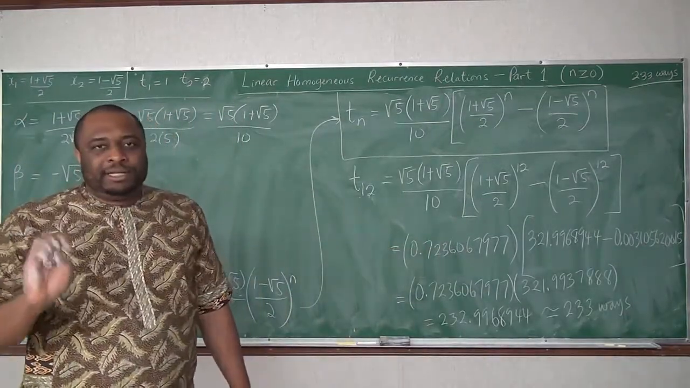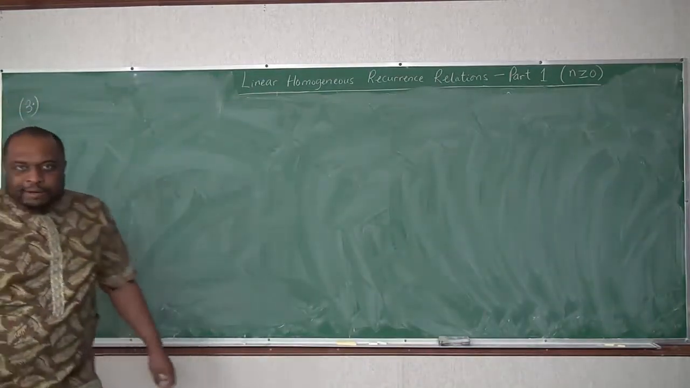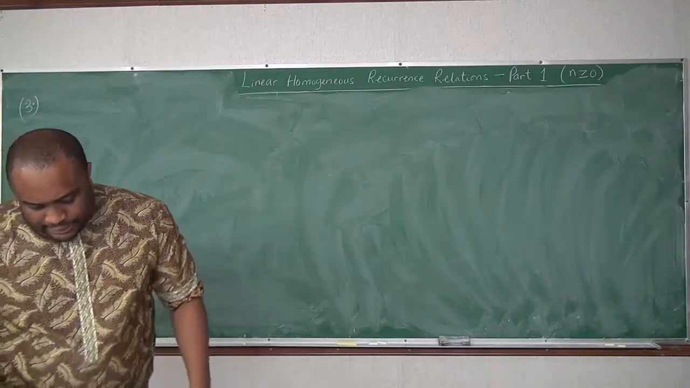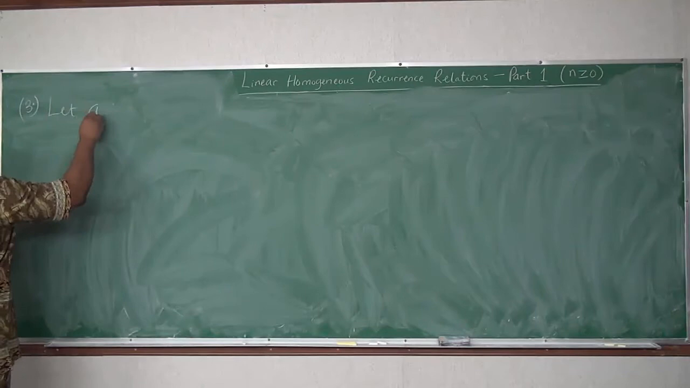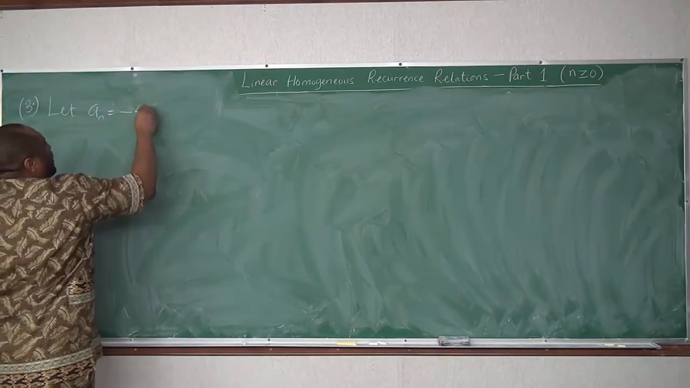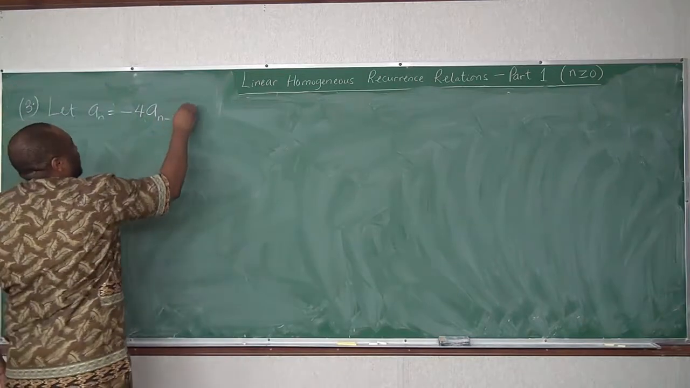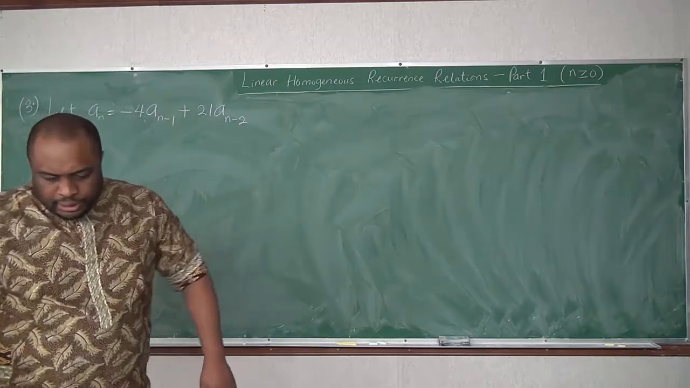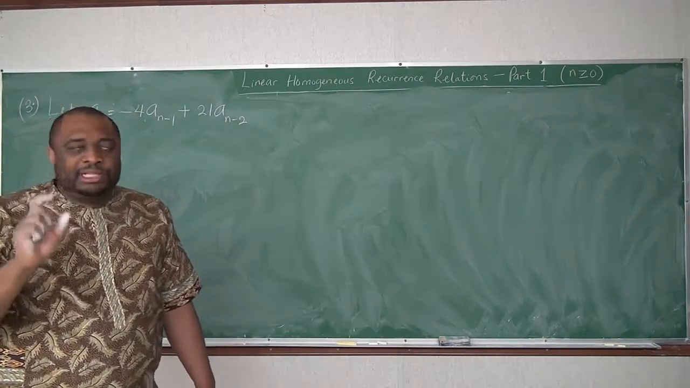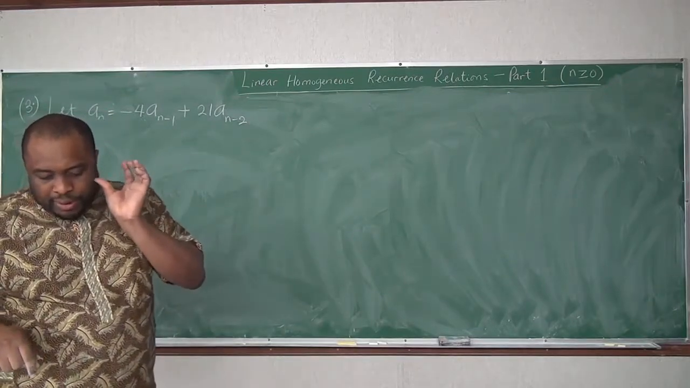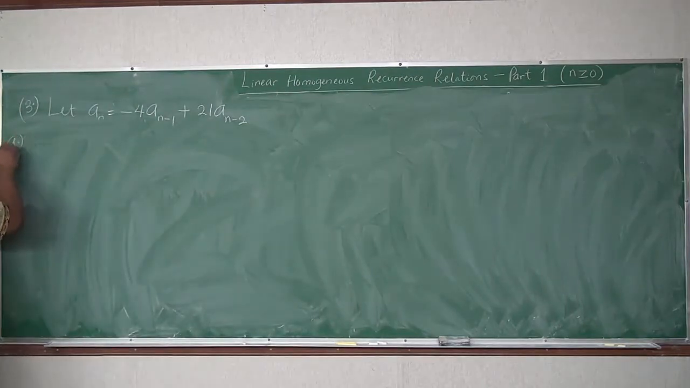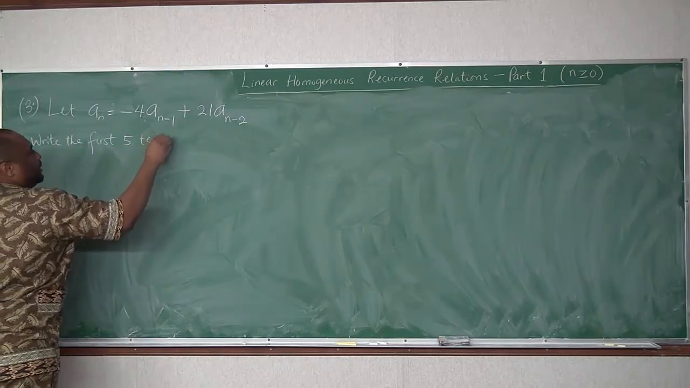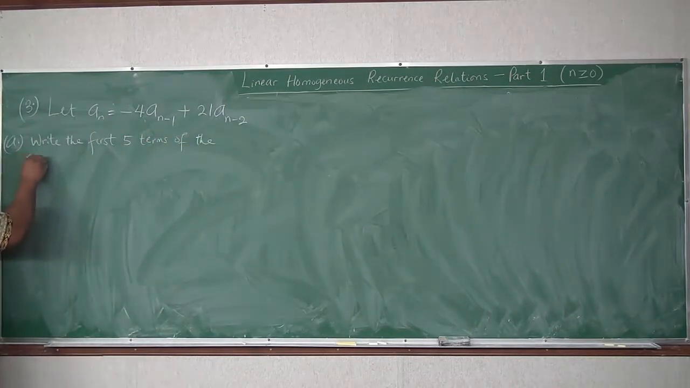Okay, last but not the least, question 3. Let the recurrence relation a subscript n be minus 4a subscript n minus 1 plus 21a subscript n minus 2. This question has parts A, B, C. A, write the first 5 terms of the recurrence relation.